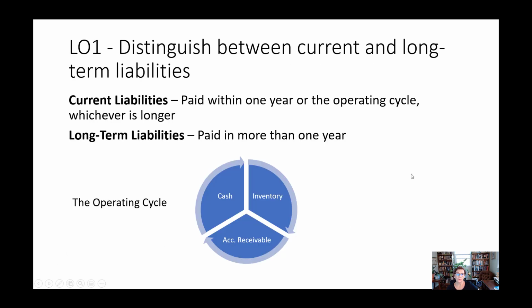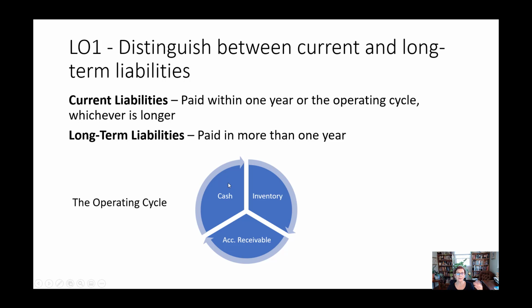All right, so first let's take a look at distinguishing between current and long-term liabilities. You probably remember from way back in the class that we distinguished current liabilities as those that need to be paid within a year, right? And then long-term are after a year. Now, we're going to add something to that. We're going to say paid within a year or the operating cycle, whichever is longer. Now, what's the operating cycle?